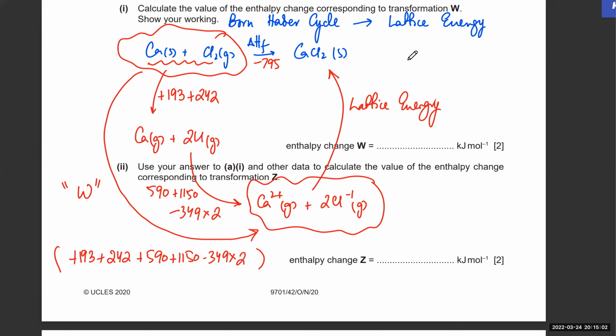Now, explain the Haber cycle. I'll quickly explain. But in this case, you didn't need this thing. I mean, this thing wasn't really required. Maybe it's going to be required later, but not to calculate W. So I'm just going to talk about the Hess cycle, the Born-Haber cycle very quickly.